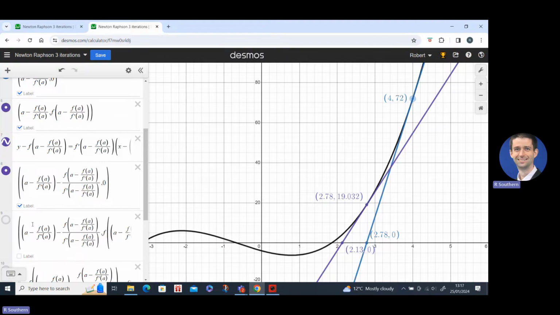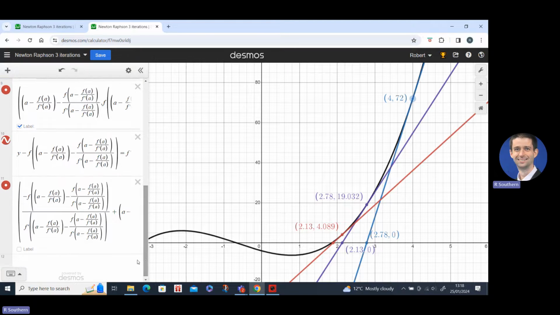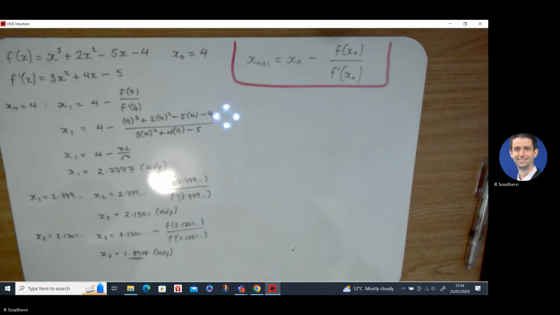So we've got x is 2.13. I found that coordinate on the original function, drawn the tangent in, and found the point where that tangent intersects the x-axis. And there it is, 1.891, which is the same number that we've achieved on the board here, which is good.